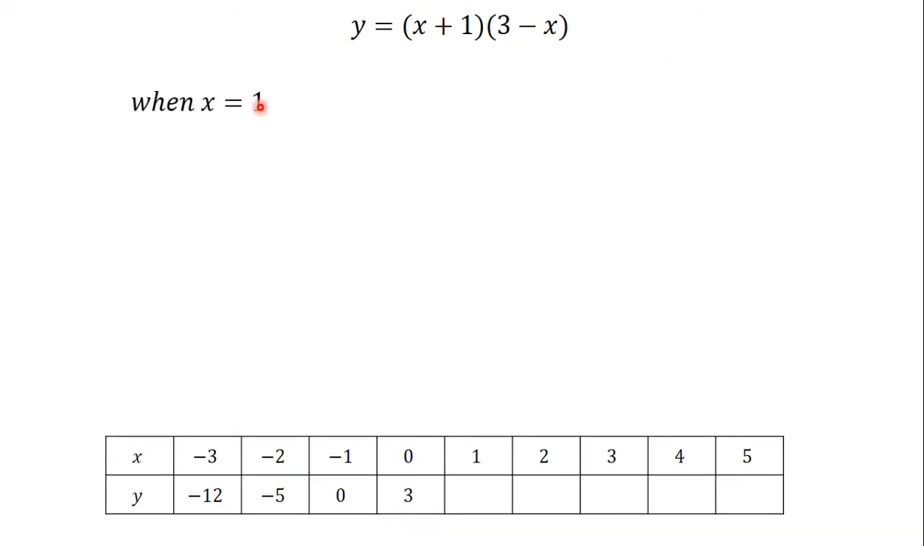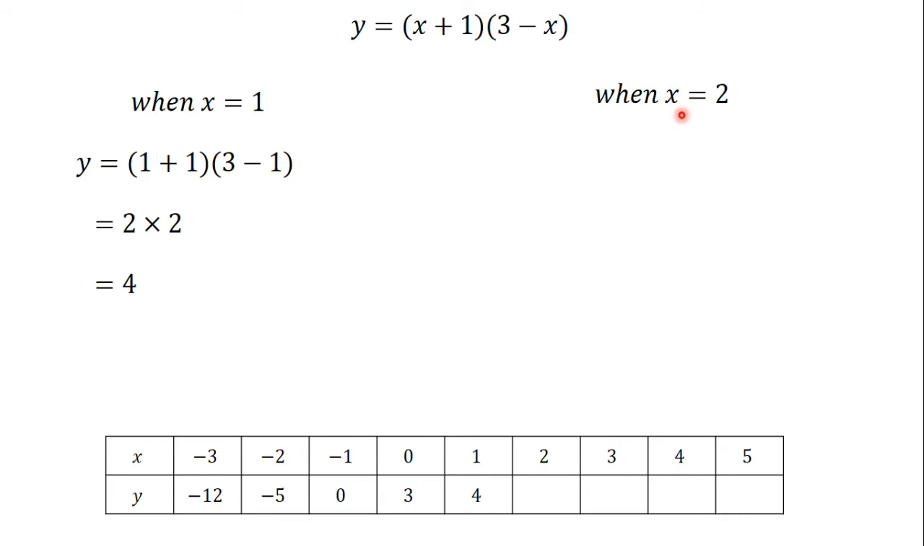The next x value is 1. When x is equal to 1, y will be equal to 1 + 1 in the first bracket, 3 - 1 in the second bracket. 1 + 1 is 2, 3 - 1 is 2. 2 times 2 will give us 4. So when x is equal to 1, y is equal to 4.